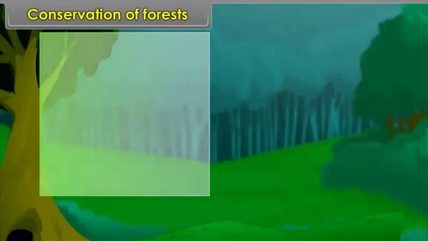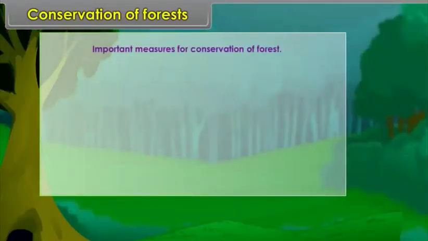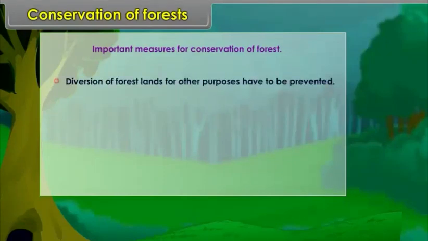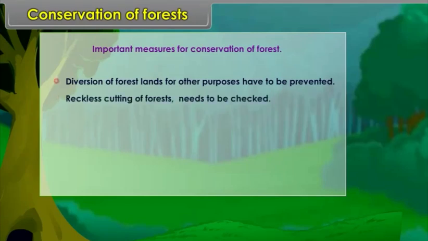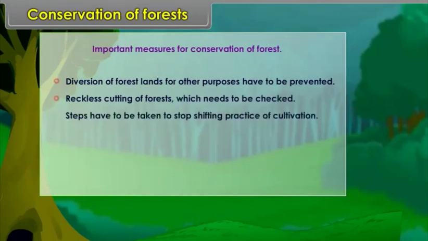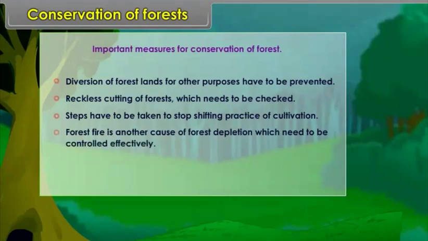Now, let us list some important measures for conservation of forests. Diversion of forest lands for other purposes has to be prevented. Reckless cutting of forests needs to be checked. Steps have to be taken to stop shifting practice of cultivation. Forest fire is another cause of forest depletion which needs to be controlled effectively. Afforestation has to be taken up effectively.